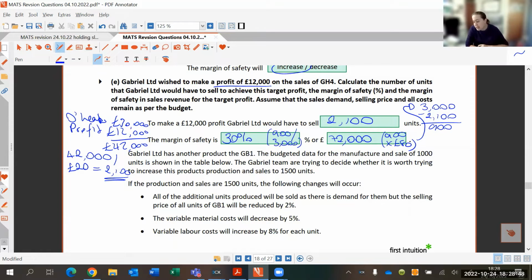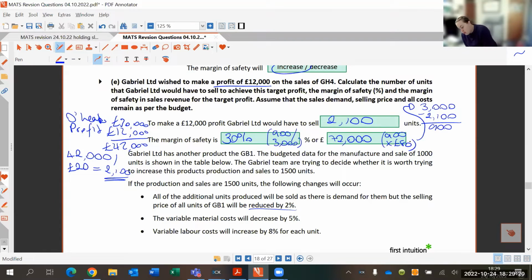So the team are trying to decide whether it's worth trying to increase the production of this product up to 1,500 units, but only producing 1,000 units at the moment. If they do up the production, then they will need to make some changes. They're going to reduce the selling price by 2% to try and make it more attractive as a product to buy, because they do need to sell all of these extra units.